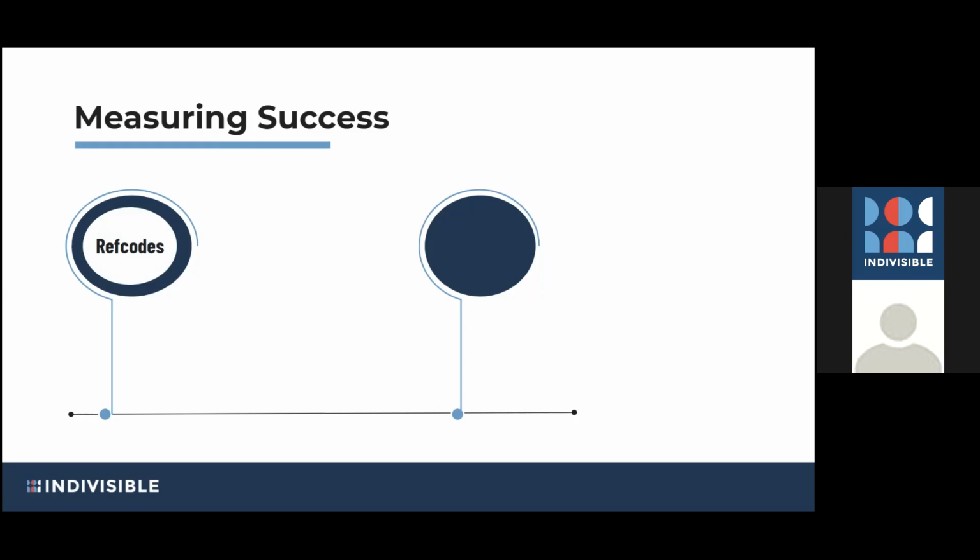You may want to have a different ref code for each social media site you use or for each campaign so that you can be specific with your tracking. Ref codes will help answer the question, were people driven to donate because of these posts?